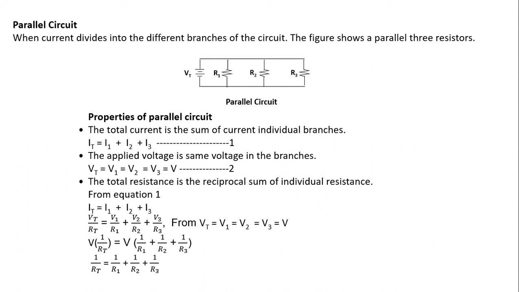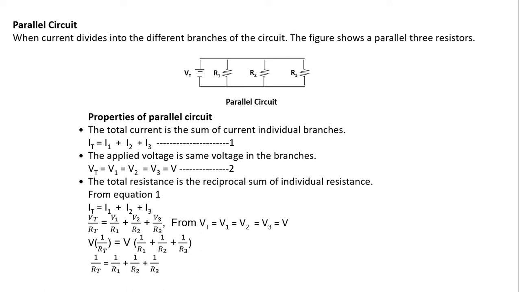We can also connect circuits in parallel. By definition, it is when current divides into the different branches of the circuit. As shown in the figure, there are three resistors connected in parallel, R1, R2, and R3, with supply voltage V total. Now let's look at the properties of this parallel circuit. The total impressed current IT divides among the resistors connected in parallel. The higher the resistance, the lower the current that will flow through. So I1 plus I2 plus I3 will be I total. That's equation number 1.